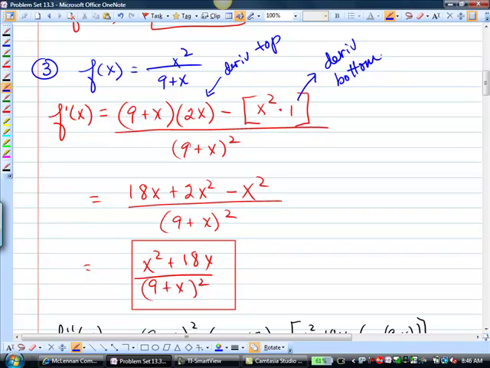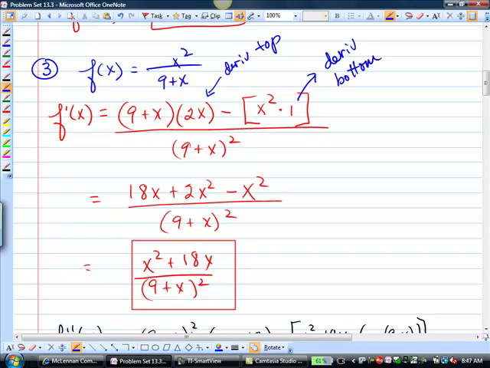Okay? All right, so here we just combined. We did the multiplication there. 2x times 9 is 18x. 2x times x is 2x squared. And there's a minus x squared there. So that simplifies to 2x squared minus x squared just gives you 1x squared, plus 18x over 9 plus x squared. Does that make sense? Okay, so that's pretty basic. We've done quotient rule. You should be able to do that.